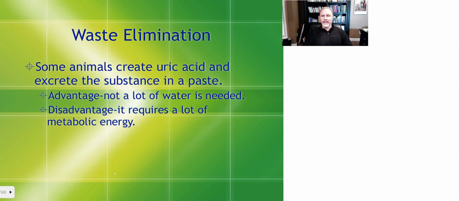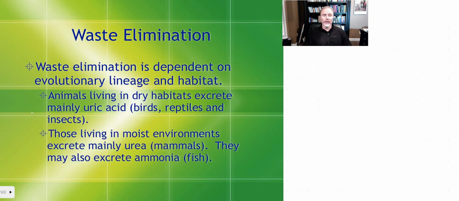Some animals, as I said, like birds, create a uric acid paste. Some insects do this. The advantage, of course, is you do not need a lot of water, and that's going to be an advantage to a flying organism. They don't want to carry the excess weight of the water. But the disadvantage is that it requires a lot of metabolic energy in order to get all of the water out that you can, while still maintaining the ability to get rid of that waste.